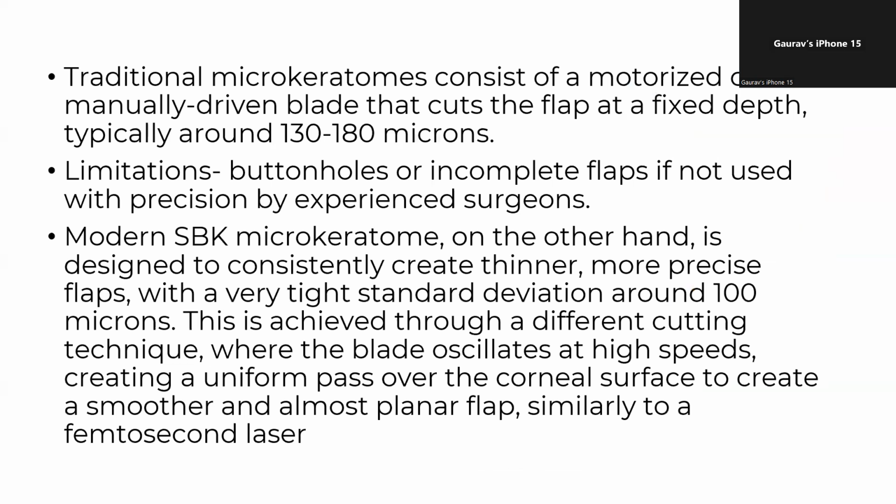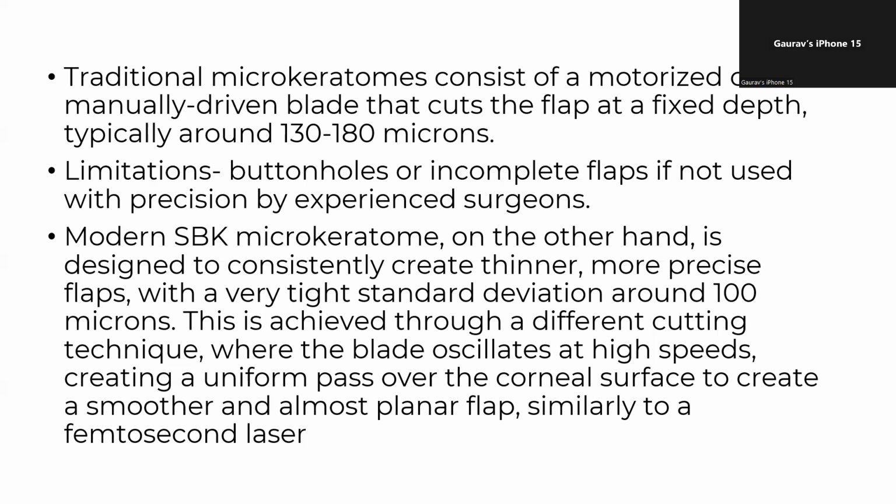Coming to microkeratomes. Traditional microkeratomes consisted of a motorized or manually driven blade that cuts the flap at a fixed rate, typically a fixed thickness of around 130 to 180 microns. The limitations were buttonholes and incomplete flaps if not used with precision by experienced surgeons. However, the modern sub-Bowman keratomileusis microkeratome is designed to consistently create thinner and more precise flaps with a very tight standard deviation, of around 100 microns.